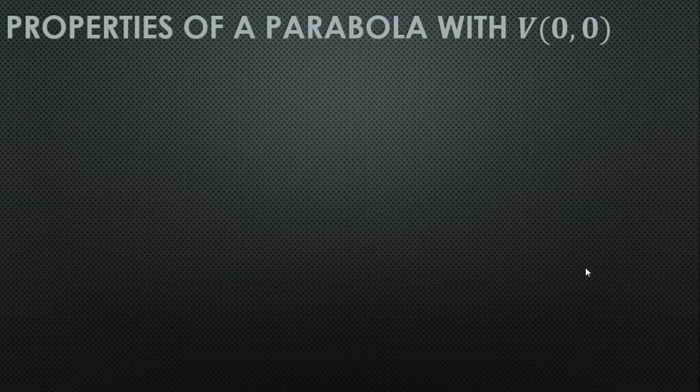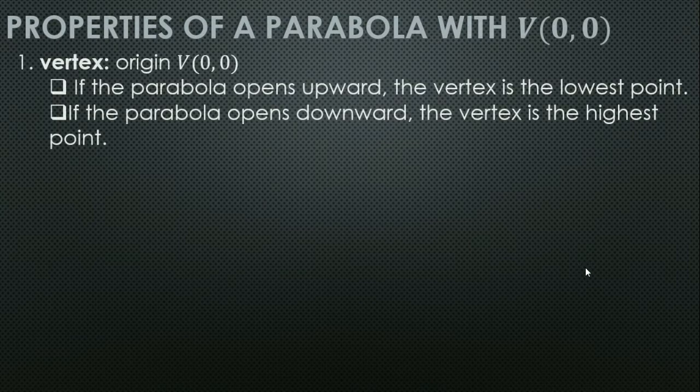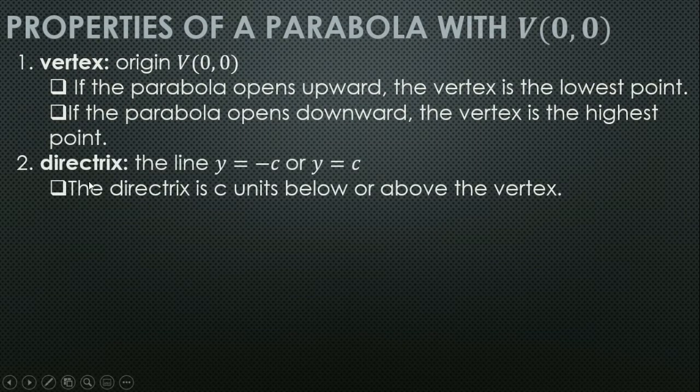So we have the properties of a parabola with vertex at the origin. First, the vertex is at the origin. If the parabola opens upward, the vertex is the lowest point. If the parabola opens downward, the vertex is the highest point. The directrix is the line y is equal to negative c or y is equal to positive c. The directrix is c units below or above the vertex. So take note, c units, which means the value of c is always positive.